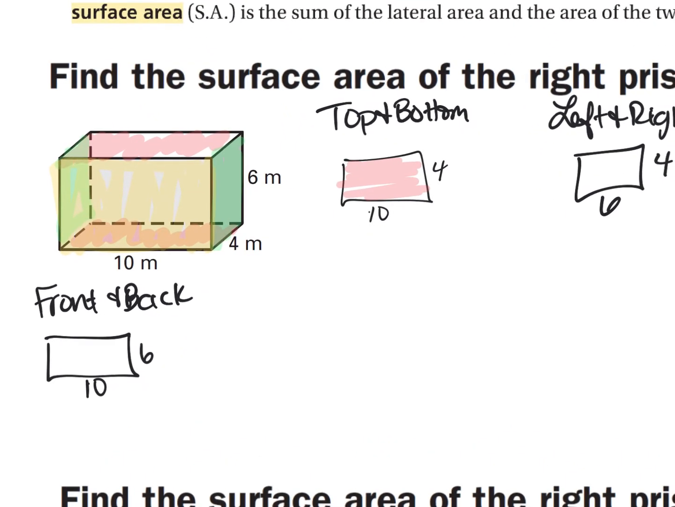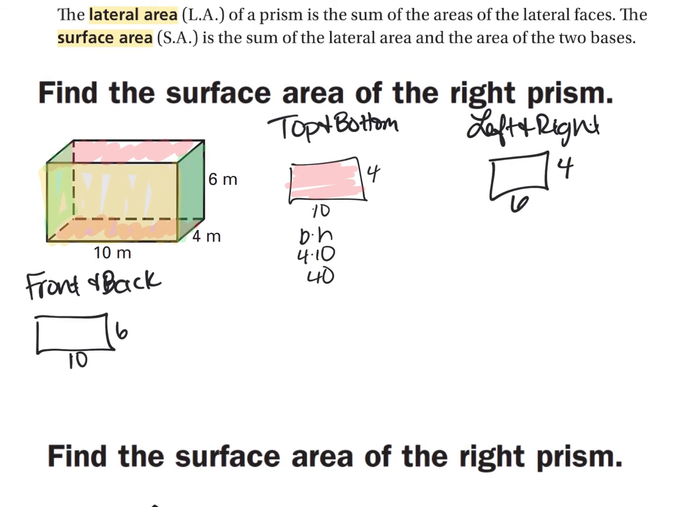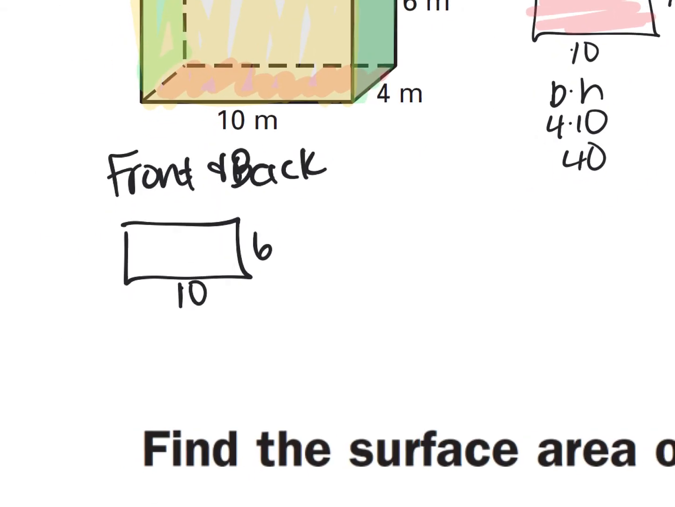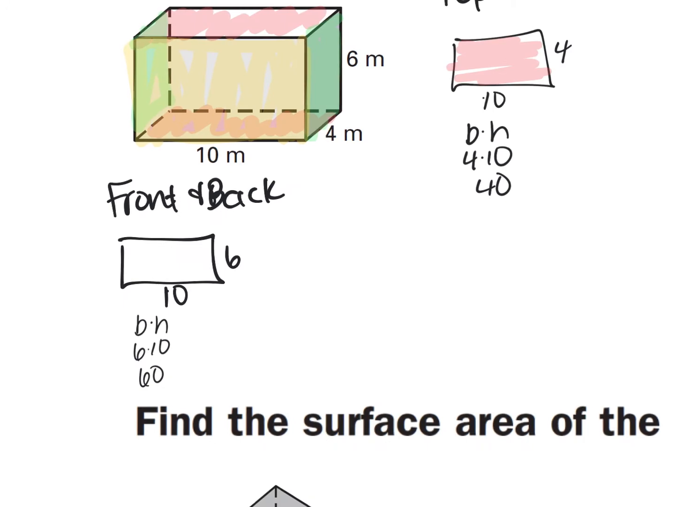So top and bottom, I'm going to write the base times height. Don't complain, it took me half a second, just do it. So base times height, 4 times 10, that gives you 40. Cool? The left and right side, write base times height again. Again, it took you half a second, just do it. 6 times 4, that's 24. And then the front and back, base times height, 6 times 10, that gives you 60.